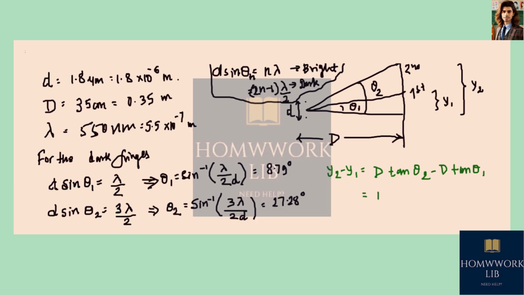So this is equal to D times tan theta 2. What is tan theta 2? That we found out, 27.28, minus what is tan theta 1? tan 8.79. And what is D? It is given in the question, 0.35. So just plug these values in here. So this will give me 0.126 meters. So if you like to write this in centimeters, this is equal to 12.6 centimeters.